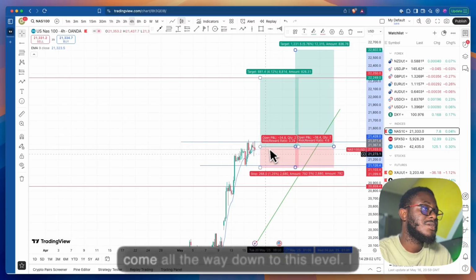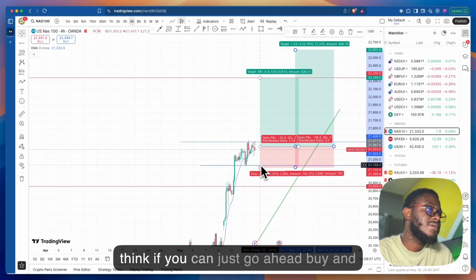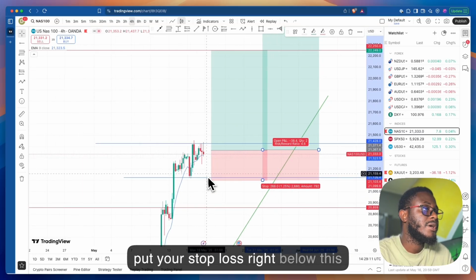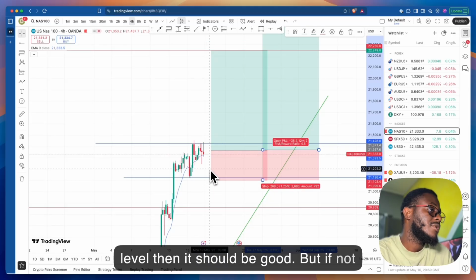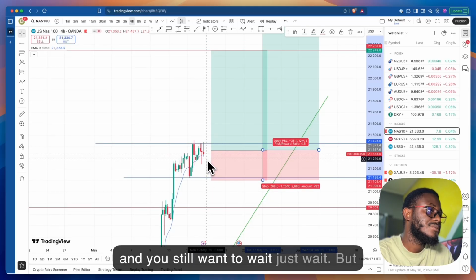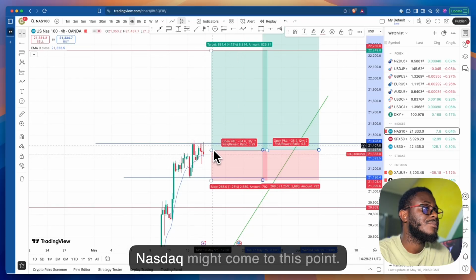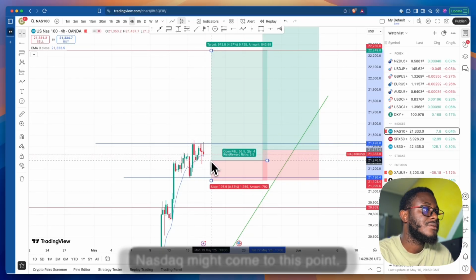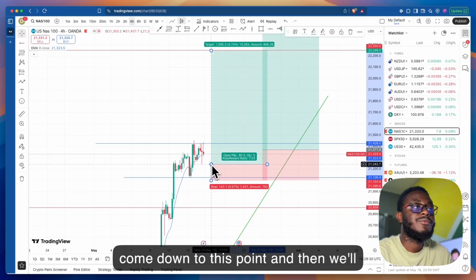Yeah, I doubt NASDAQ is going to come all the way down to this level. I think if you can, just go ahead, buy, and put your stop loss right below this level, then it should be good. But if not, and you still want to wait, just wait. But I don't think it will go to this level. I think NASDAQ might come to this point. Okay. Worst case scenario, maybe even come down to this point and then we'll go back all the way up.